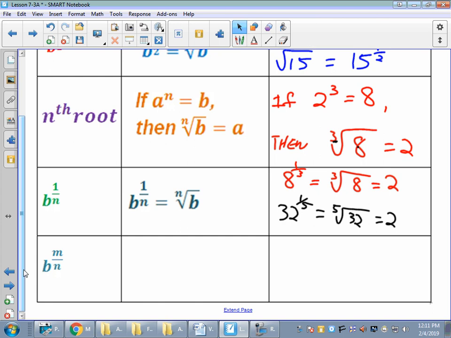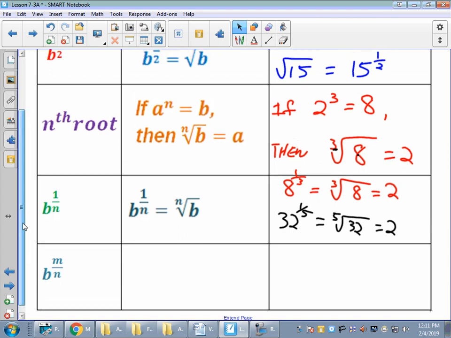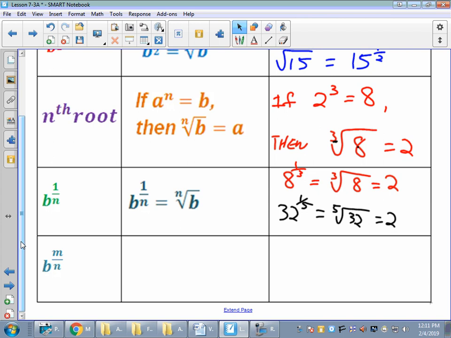Okay? So it's just about finding the right number, where to place it, and where it goes. In this case, the denominator becomes your number that's in the radical there. All right, the last one, b to the m over n power.